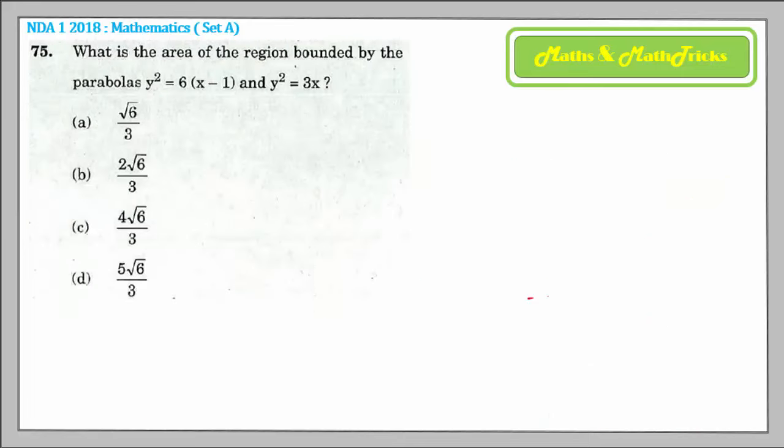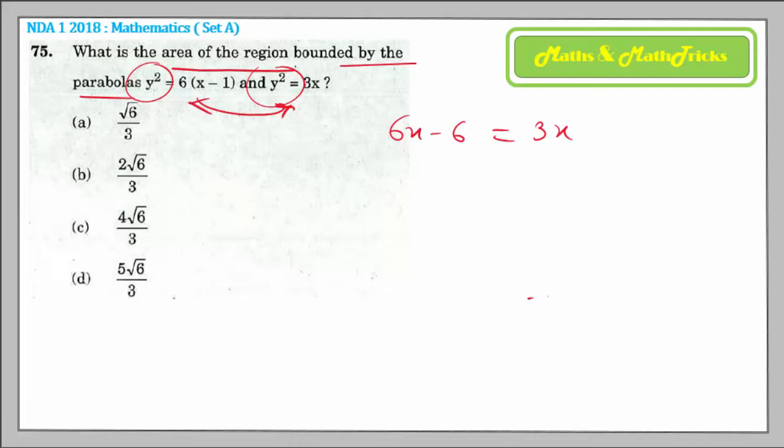Coming on to the question number 75, here we are asked to find out the area of the region bounded by the parabolas. Two parabolas we are asked to find the region enclosed between. Okay, so very first what we have to do is we have to find the points of intersection of these two parabolas. So you can see y square equal to 6x minus 6 and y square is equals to 3x. So by solving this, you're going to get 3x is equals to 6, x is equals to 2.